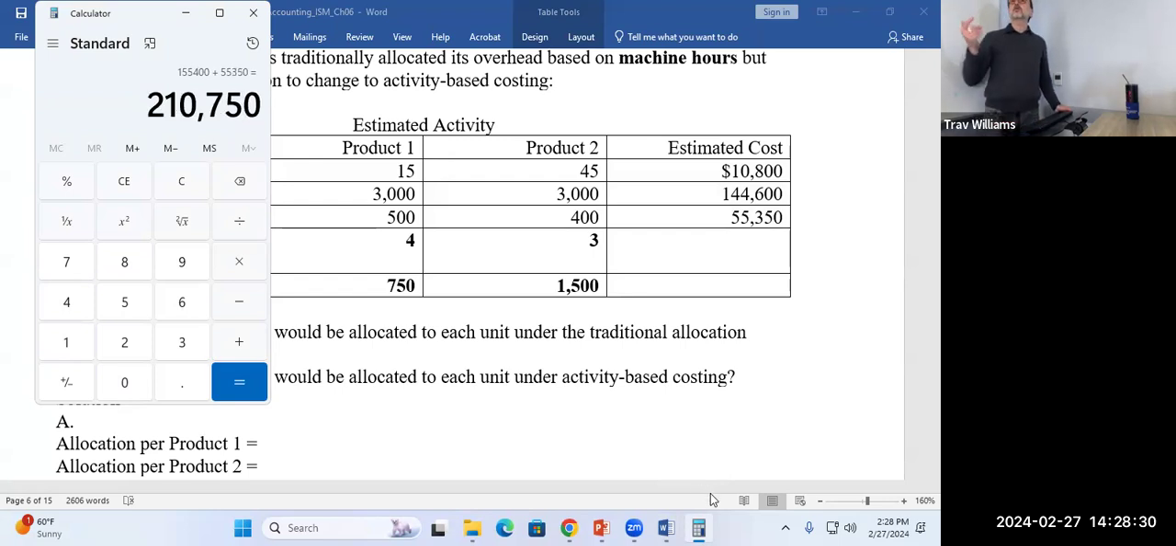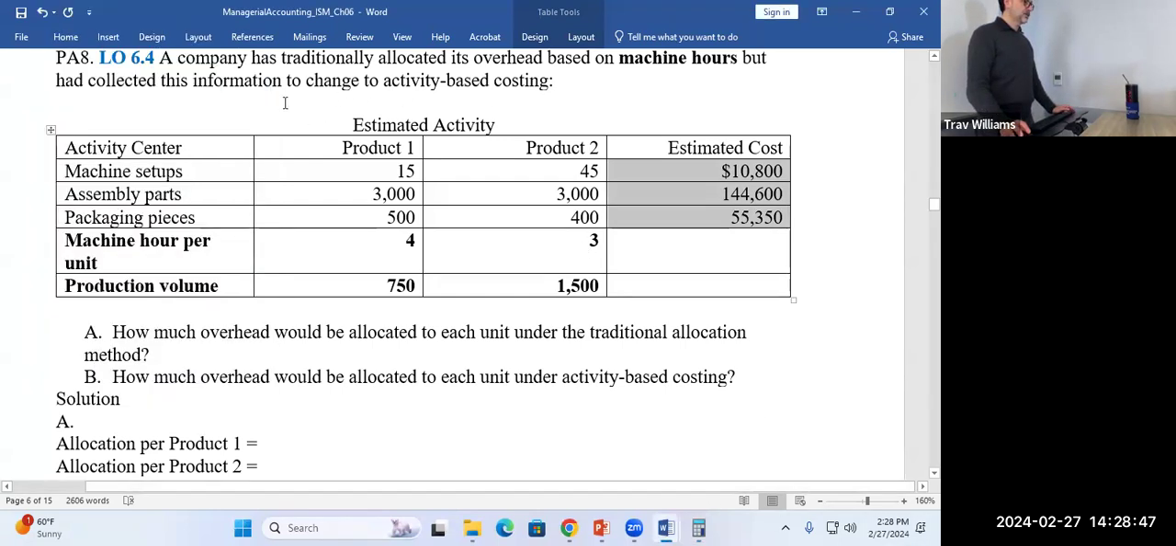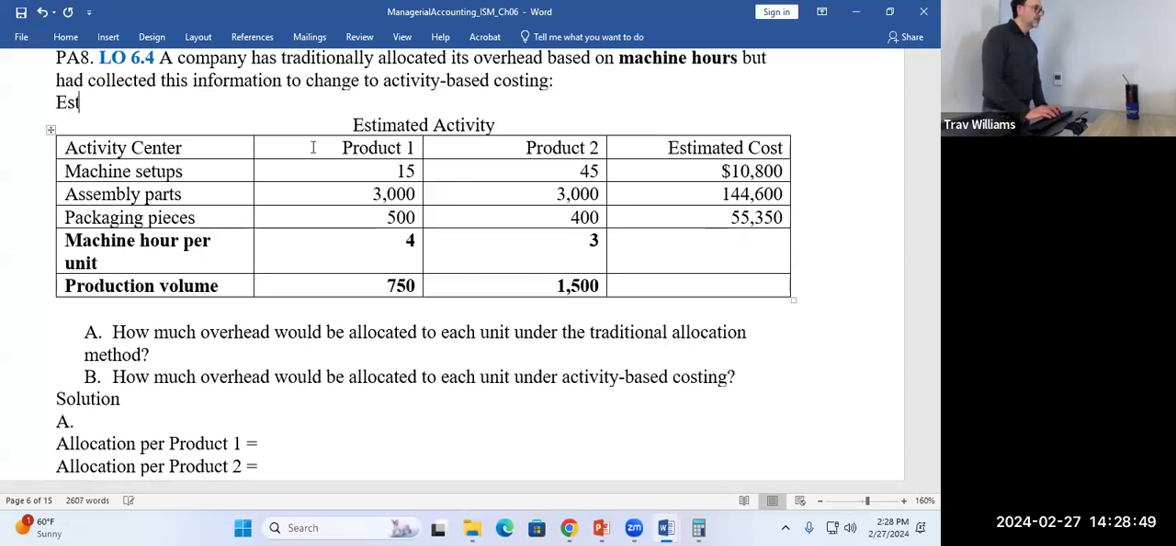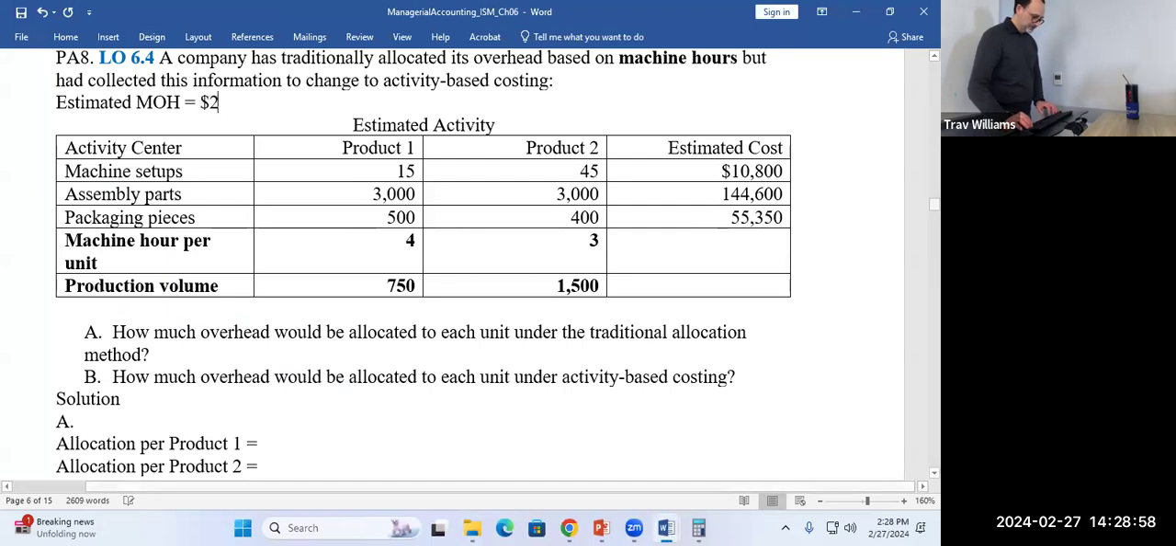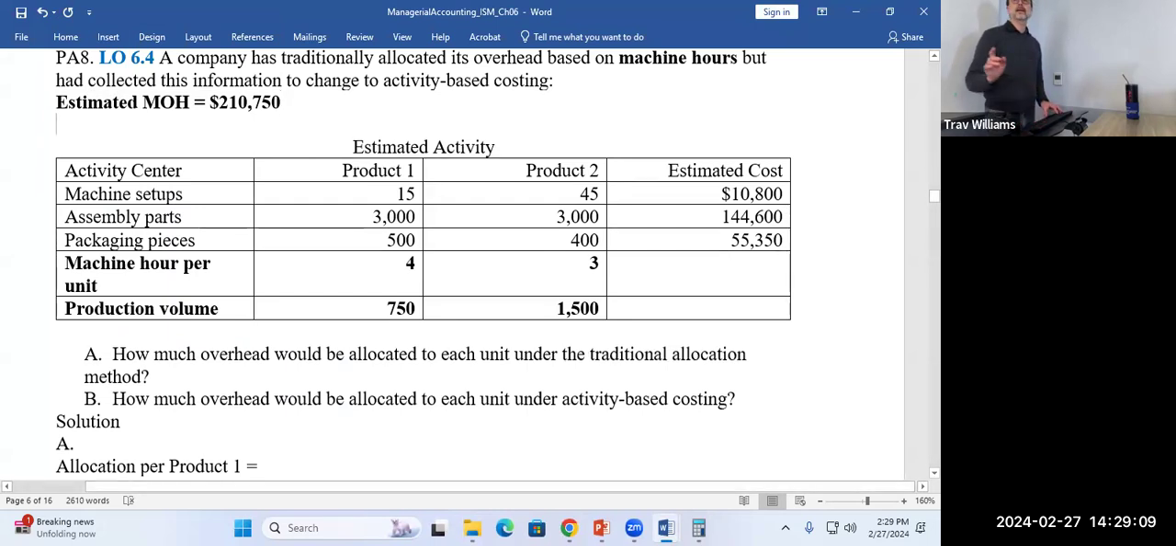Okay, so that means our total overhead that we're working with is this $210,750. And in traditional overhead costing, that's all you need. You need the total, right? So if that's our total overhead, which I'll put right here, estimated manufacturing overhead equals, what did I say? 210,750. Okay. Then to get our rate, what do we need to do? We need to divide it by our estimated activity, right?